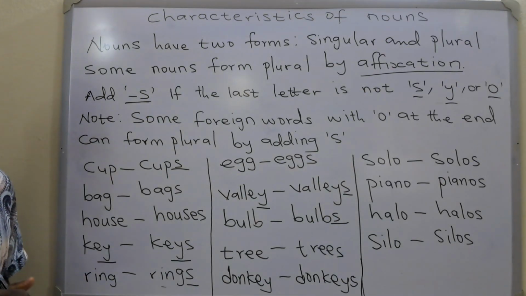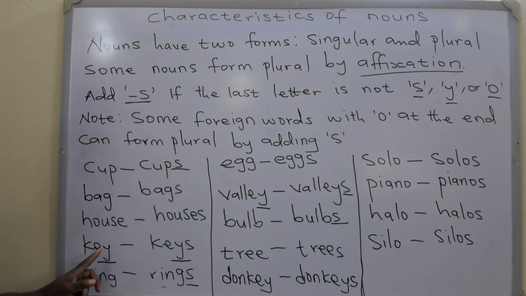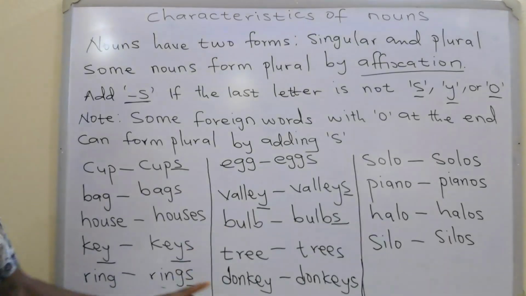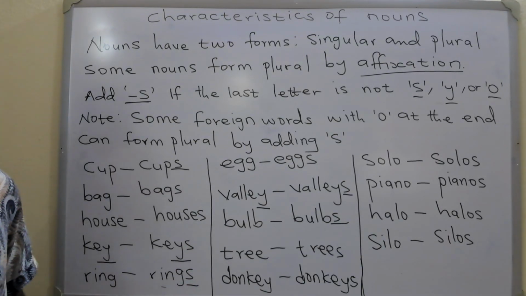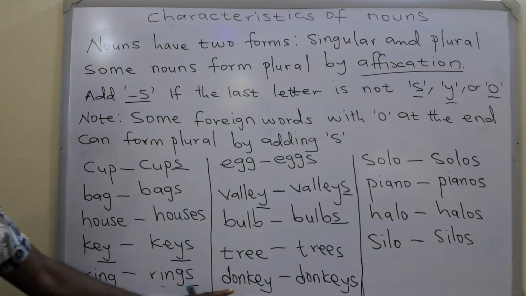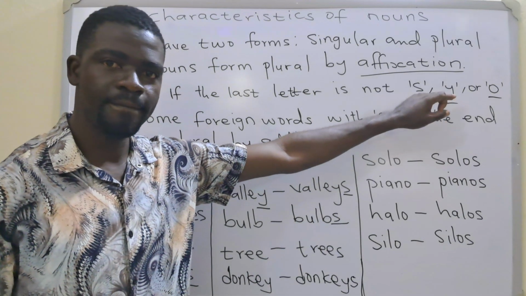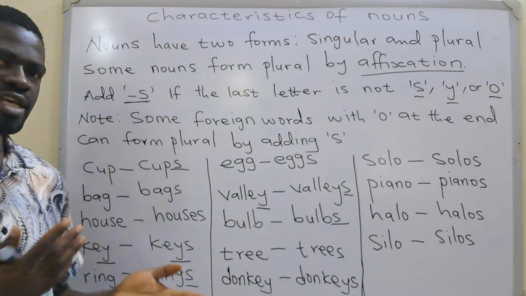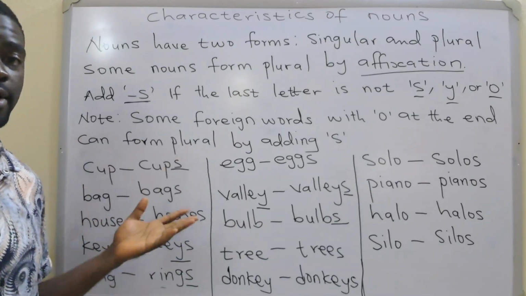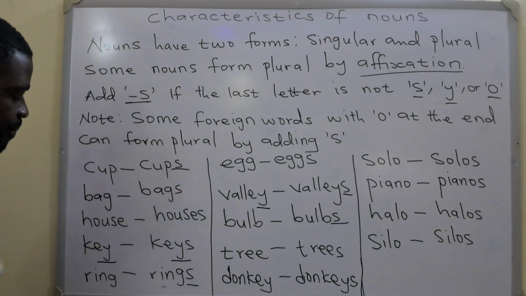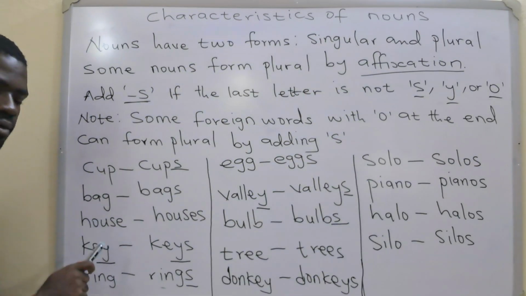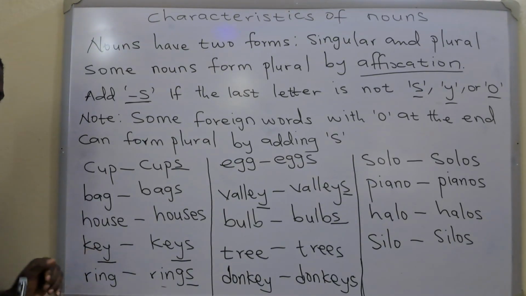But then you will notice that key ends with Y and valley also ends with Y. Donkey ends with Y also. That means these words contradict what I've mentioned here. How does that work? Yes, it's some of the exceptions that you find in any rule of grammar. This is the thing. If your Y is coming at the end of the noun and the letter before the Y is a vowel, then you can simply add S.